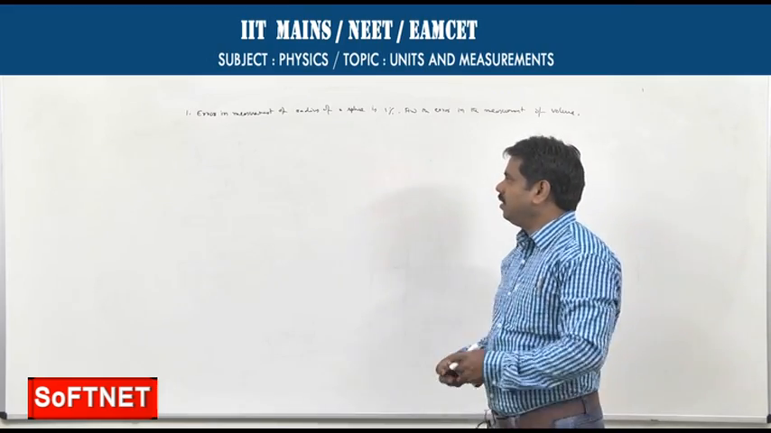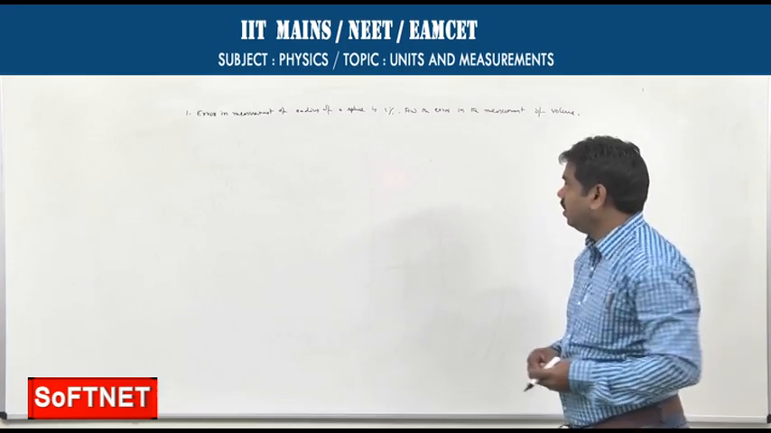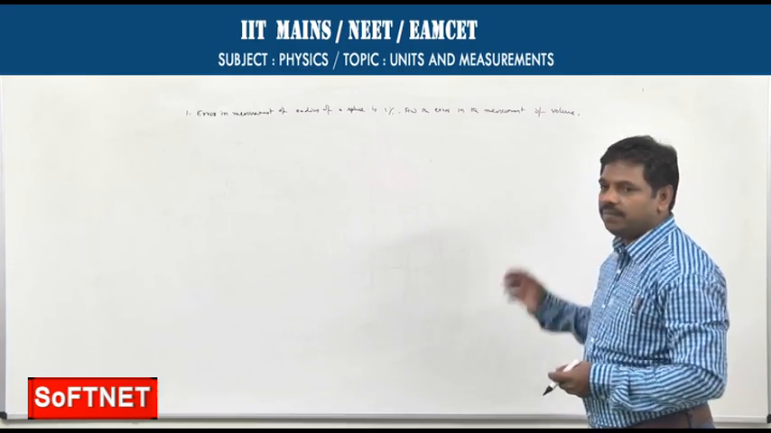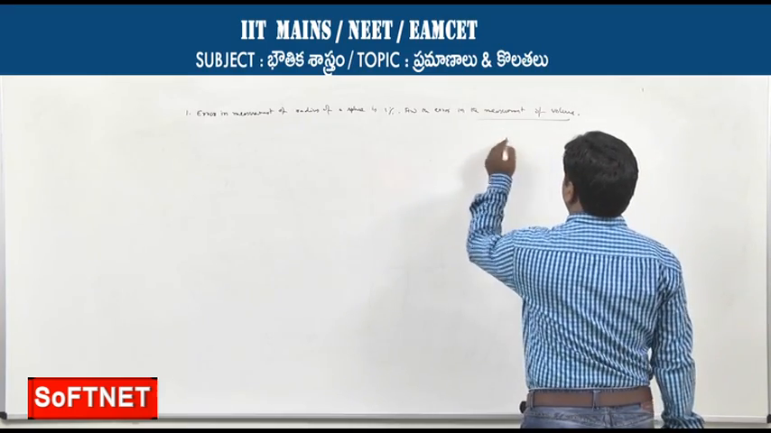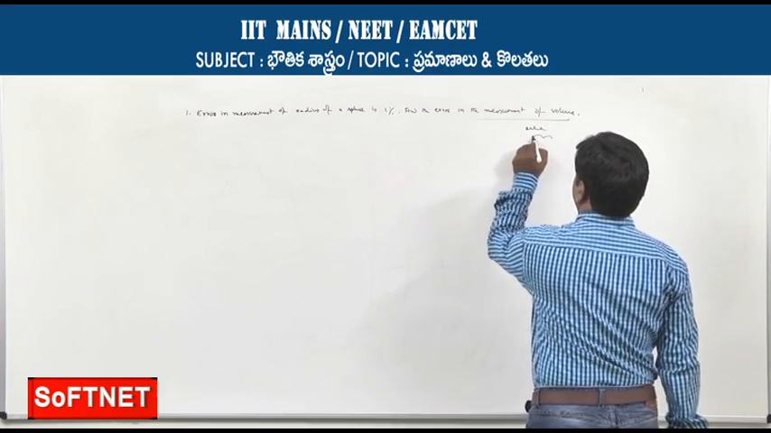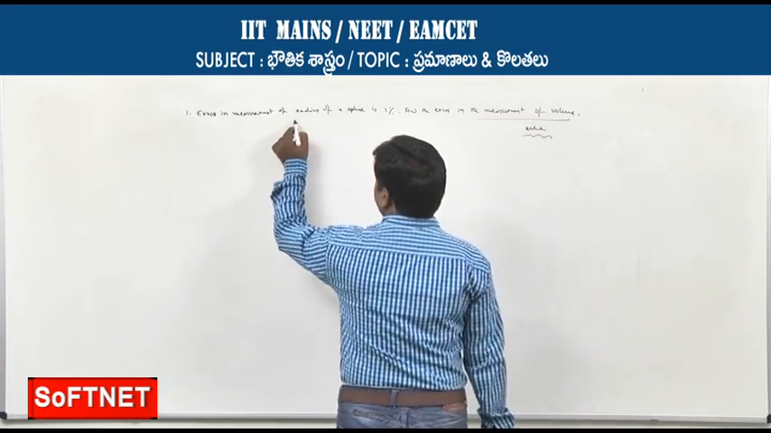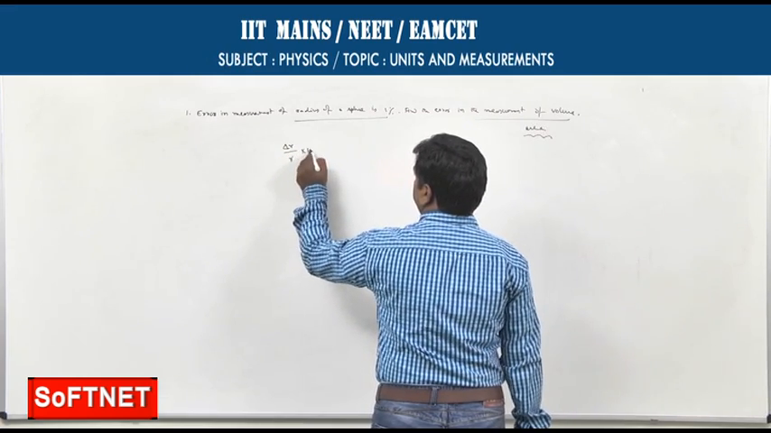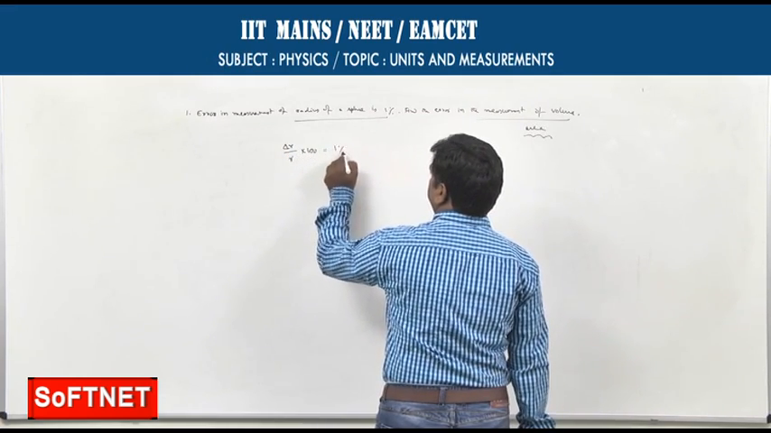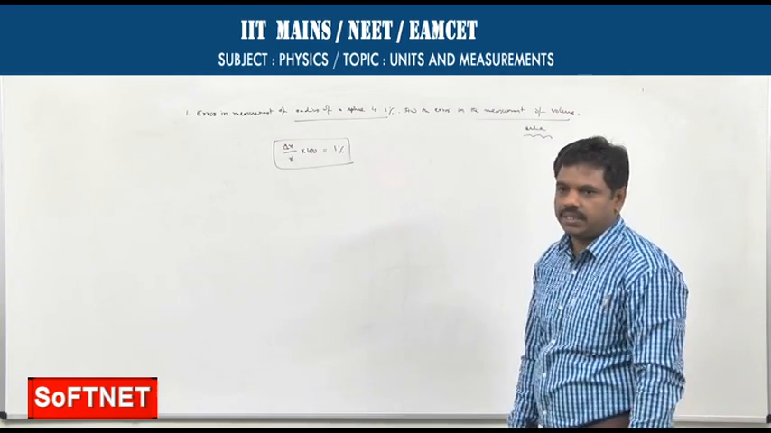Here, given that the error in the measurement of the radius of the sphere is 1%. Find the error in the measurement of the volume. And of course, we can find out the error in the measurement of the area, that is, the surface area, also. How? Given is that the percentage of the error in the measurement of the radius, delta R by R into 100, is equal to 1%.